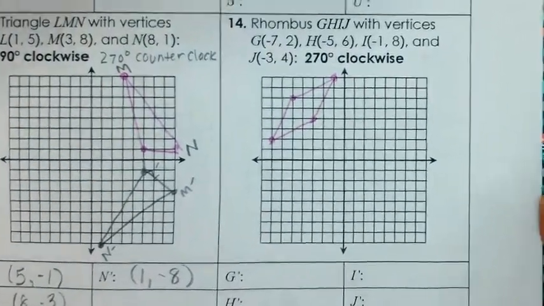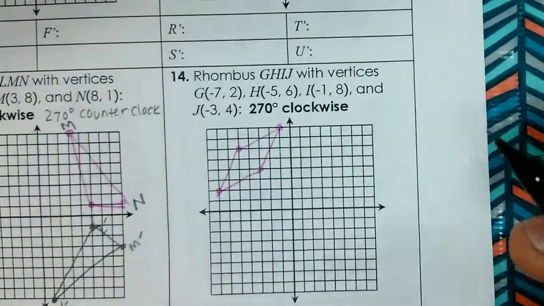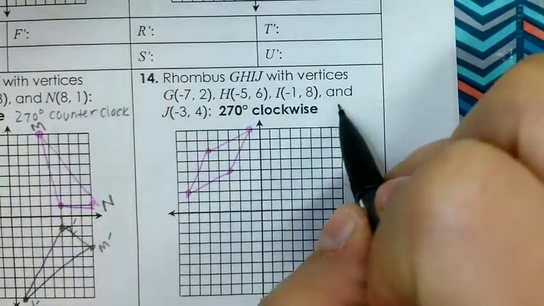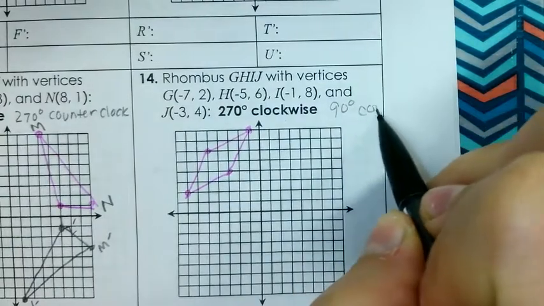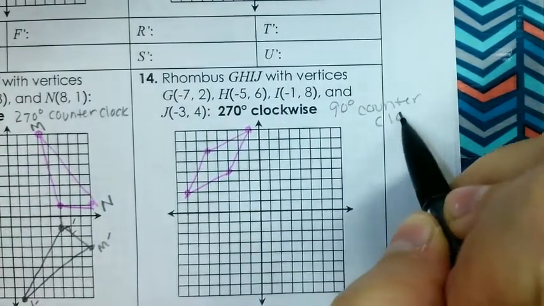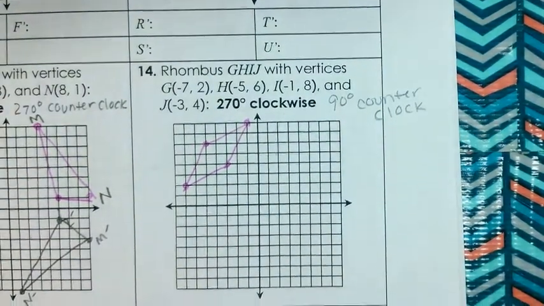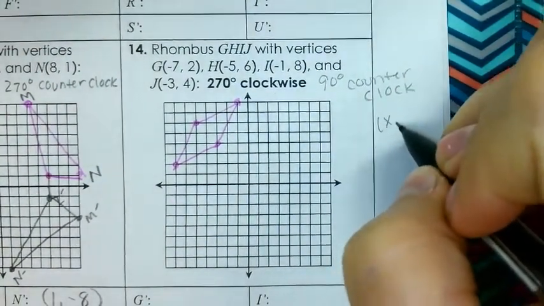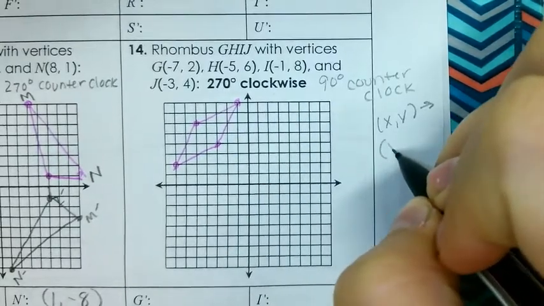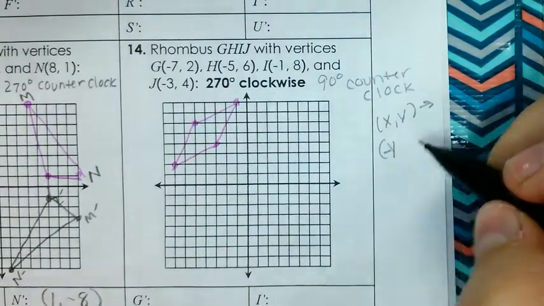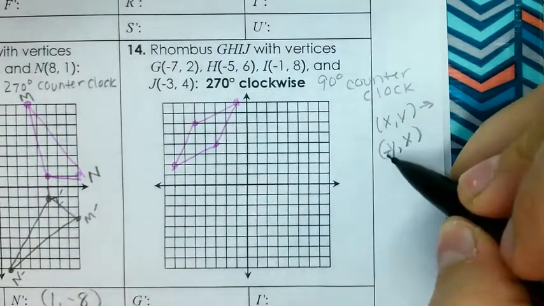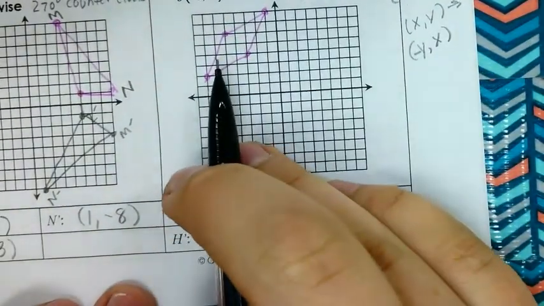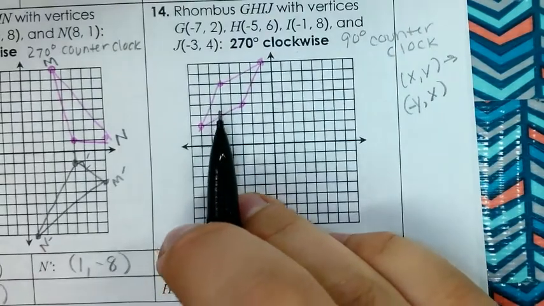All right. For number 4, we're doing clockwise 270, which is really 90 degrees counterclockwise. So we need to do the rule for 90 degrees, which is x comma y. Negate your y that is now in the x position, and that's it. So graph your rhombus and make sure you label.